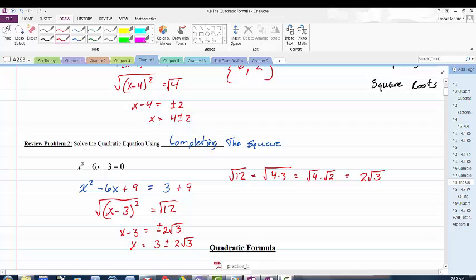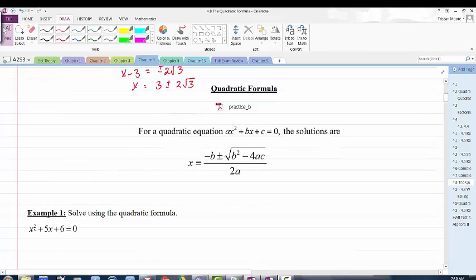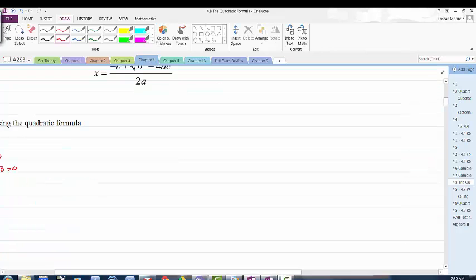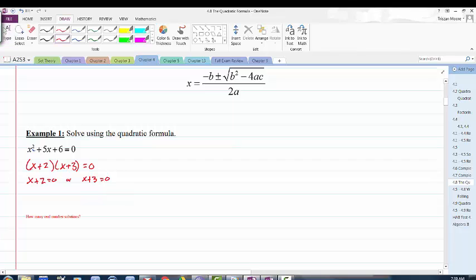Cool. So far we know square roots, we know factoring. If I gave you this problem right here, the first thing you would want to do is solve it by factoring, right? So if I solve this by factoring, this is x plus 2 times x plus 3, all of that equals 0. That means that x plus 2 equals 0, or x plus 3 equals 0. And all that means is that either x equals negative 2 or x equals negative 3. That's solving by factoring. That's the easiest way.